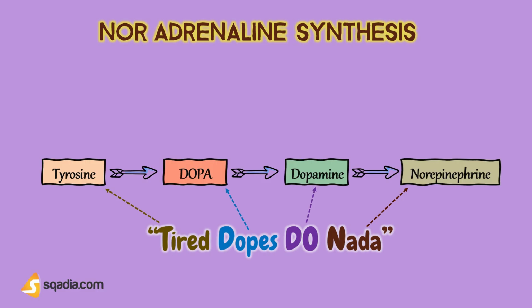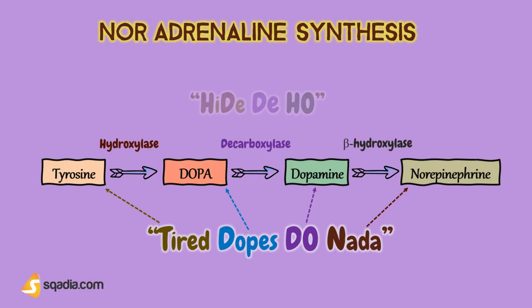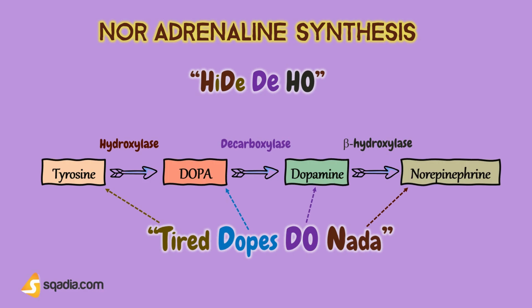There are 3 enzymes involved in these 3 steps that can be memorized by the mnemonic Hide-de-ho, where hide indicates hydroxylase, de for decarboxylase, and ho for beta-hydroxylase.